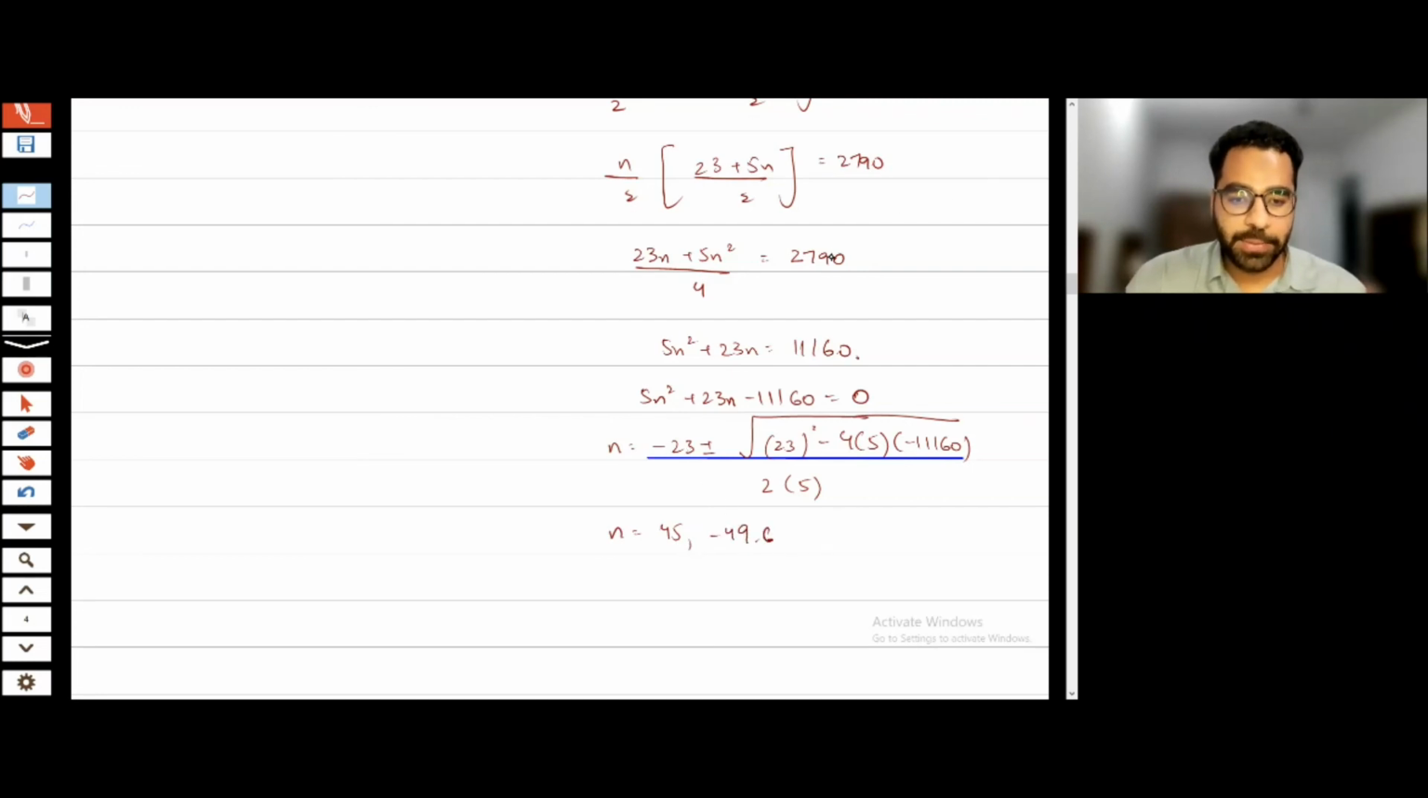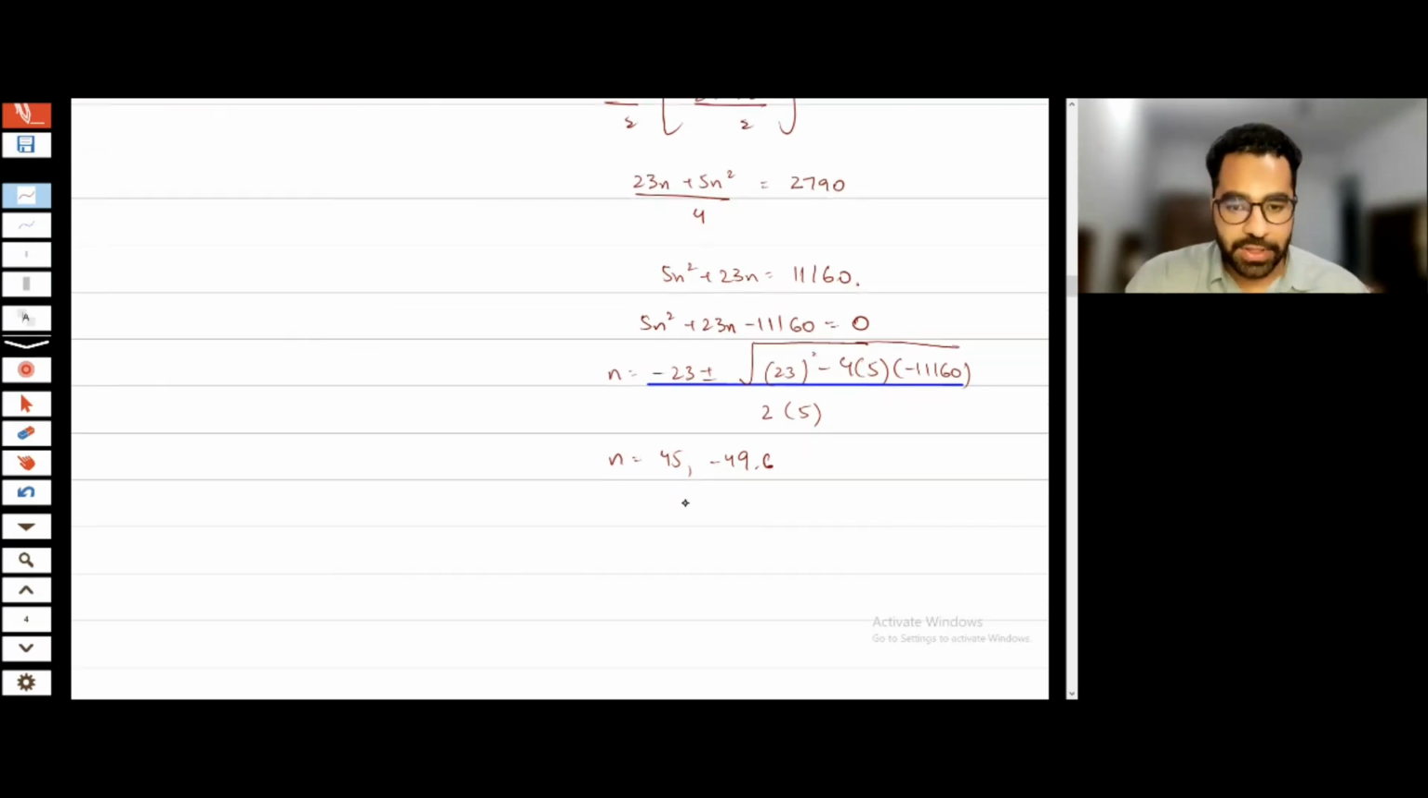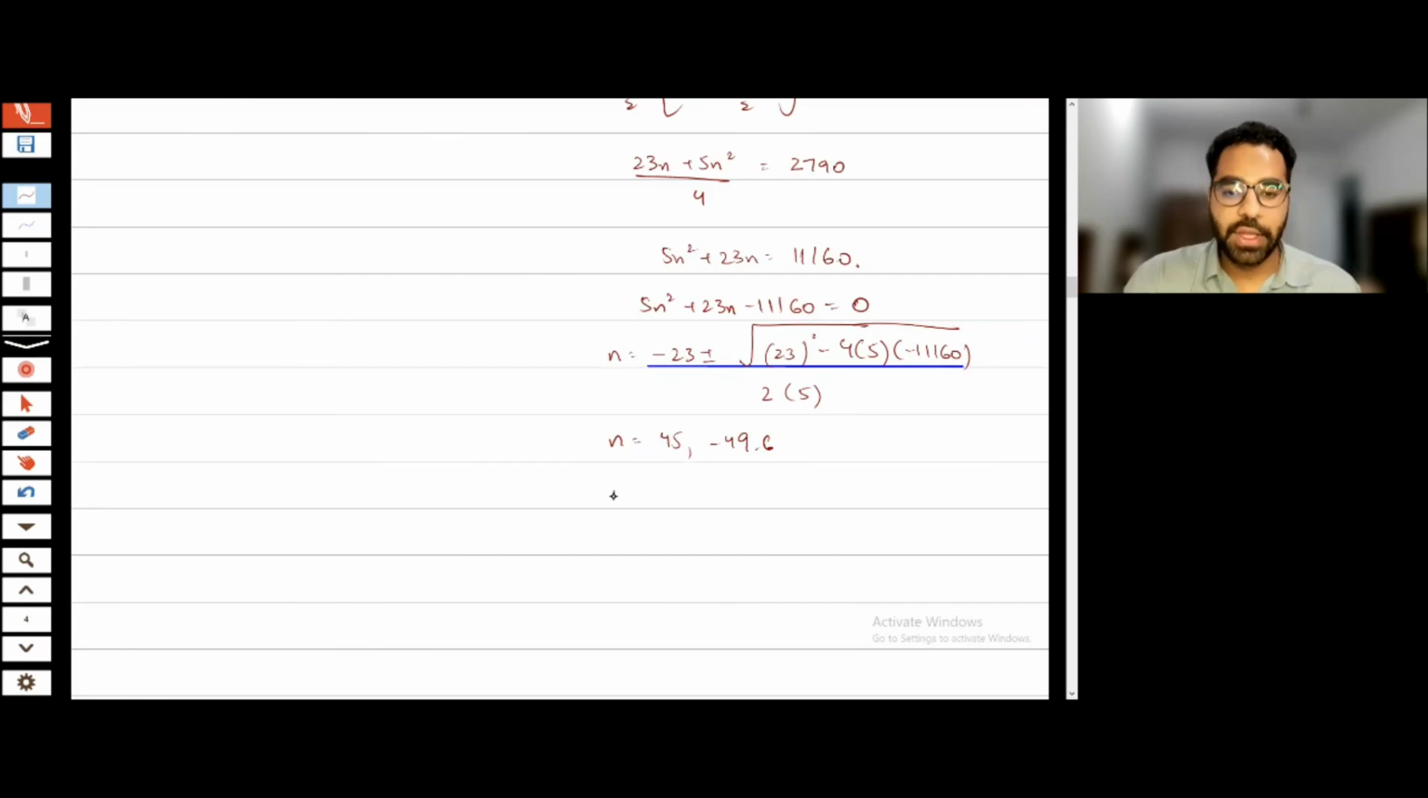Remember one thing: the number of terms in a sequence is an integer value, first of all, and the other thing is it cannot be negative. My value cannot be negative. The value of n is equal to 45.